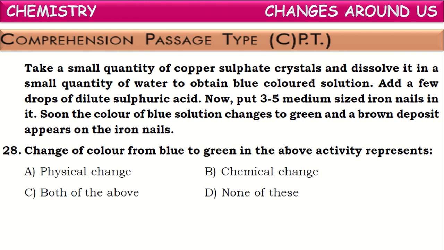Change of color from blue to green in the above activity represents. The color changes from blue to green because here iron nails are added into copper sulfate solution. This iron reacts with the copper sulfate and forms iron sulfate. This iron sulfate has a green color, that's why the blue color changes to green. So what happened here? A chemical reaction occurred and new substances are formed. The change in which new substances are formed is generally called a chemical change. So here the change in color is because of a chemical change, the formation of new substances.